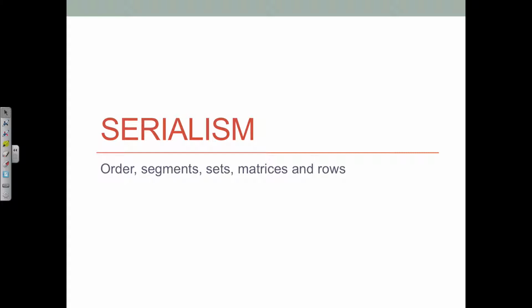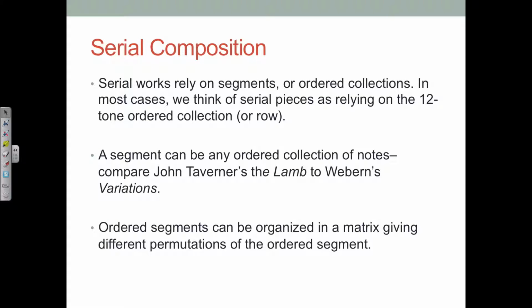So I refer to all of this as serialism, but we tend to use terminology related to order or ordered segments to describe the process that composers use to create this kind of music. Serial composition in general relies on order. So order matters. That's just as important as listening to a melody, where if you were to take a melody that you know very well, flip it backwards, you probably wouldn't recognize it because you're so used to the order of those exact pitches. Well, serial composition relies on the same thing. So we refer to these ordered collections as segments.